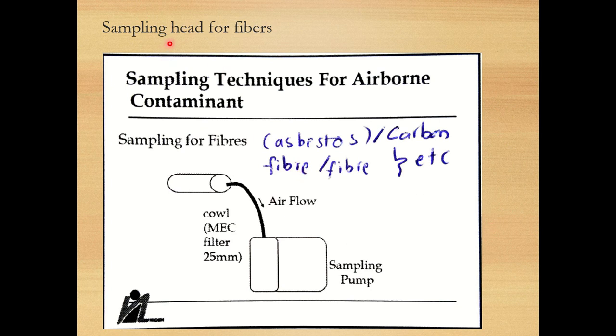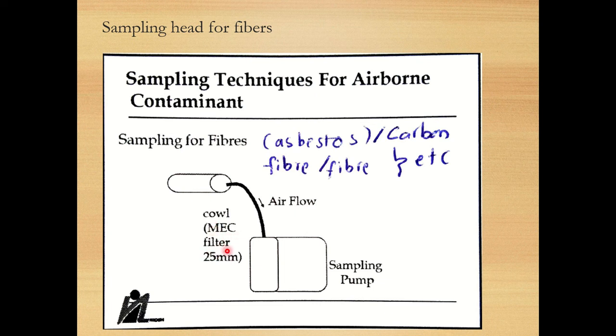Okay, this is the example of the sampling head for fibers, for example, asbestos. So we do not use a cassette as holder. We use a cowl as holder with an MCE filter of size 25 millimeter. The MCE filter has a grid.